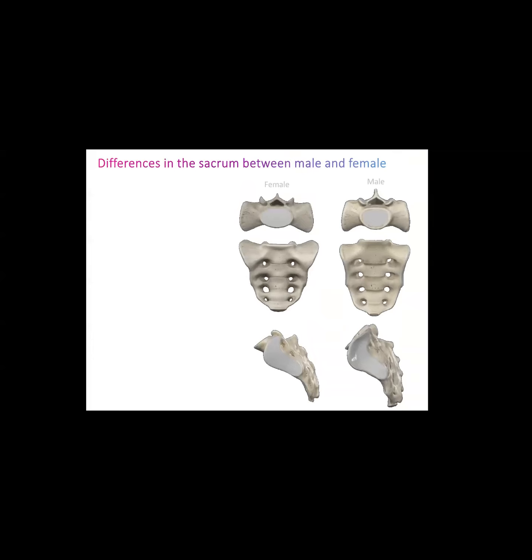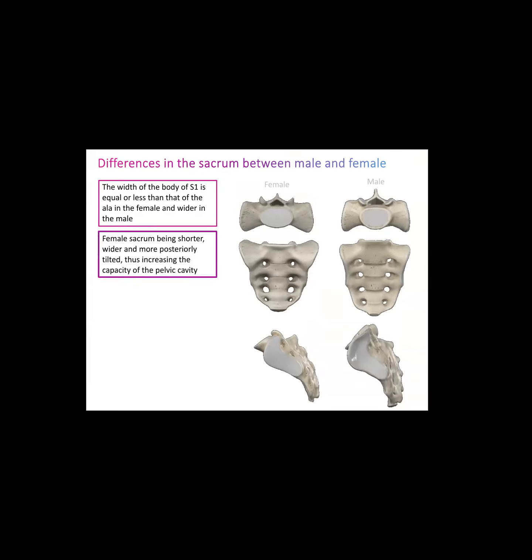Differences in the sacrum between the male and female. The width of the body of S1 is equal to or less than that of the ala in the female and wider in the male. The female sacrum is shorter, wider, and more posteriorly tilted, thus increasing the capacity of the pelvic cavity. The articular surfaces of the S1 joint occupy 2 vertebrae in the female and 2.5 vertebrae in the male.